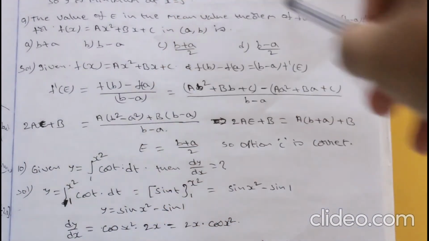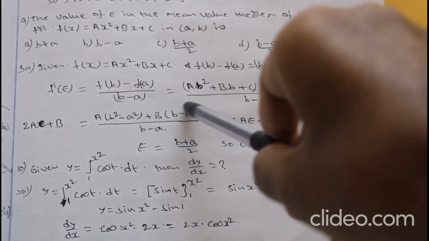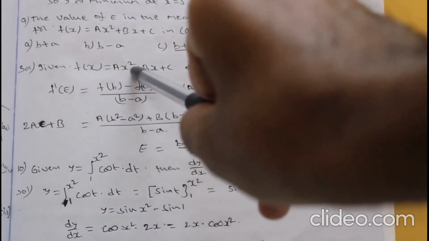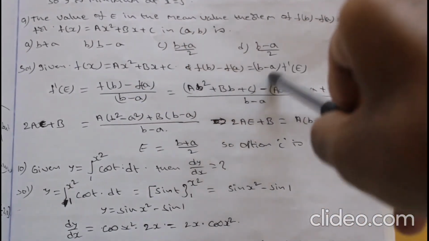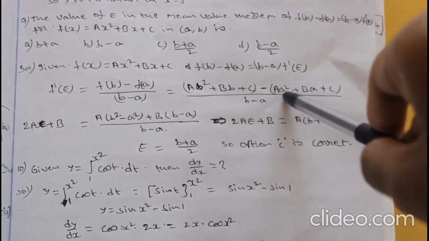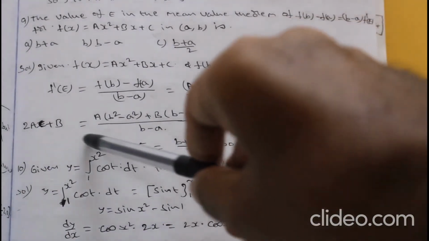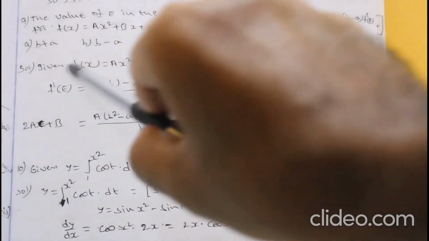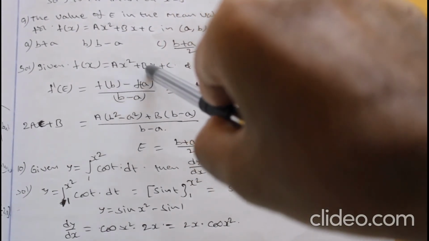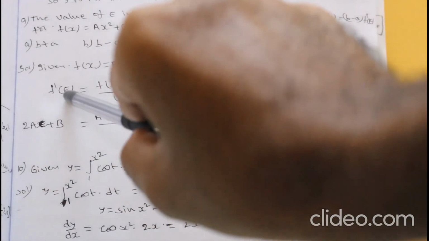So f dash of epsilon is equal to f of b minus f of a by b minus a. Substitute b in this equation: a b square plus b b plus c minus f of a, which is nothing but a square plus b a plus c, divided by b minus a. So f dash of epsilon is equal to, differentiating this function, 2a epsilon plus b. So that is here 2a epsilon plus b after substituting x with epsilon.